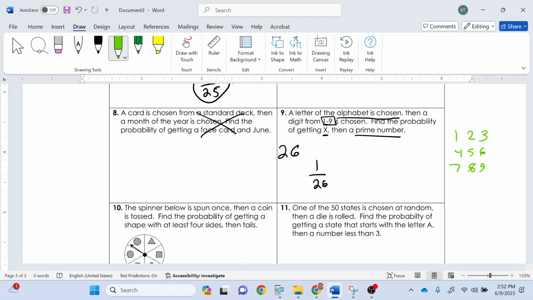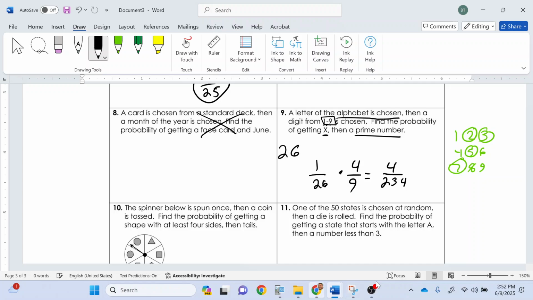So which numbers are prime? 2 is prime, 3 is prime, 5 is prime, and 7 is prime. Remember, 1 is not prime, it's a special case. So in that case, the chance of getting that is 4 out of 9, because there's 9 numbers and only 4 of them are prime. Because we're going to multiply, it's 4 over 9 times 26, which is 9 times 26, 234.